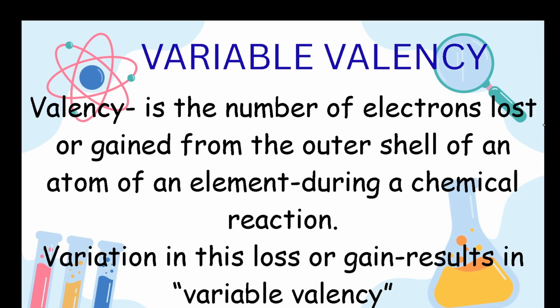Next we have the concept of variable valency. Now variable valency is at times very confusing for many students because it shows 2 or 3 valencies of a single element. So some elements can show more than one valency, and that is what the variable valency concept is all about. So it is the number of electrons lost or gained from the outer shell of an atom during a chemical reaction, and when there is variation in this loss or gain, it results in variable valency.